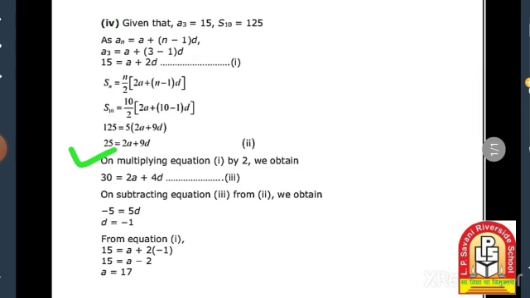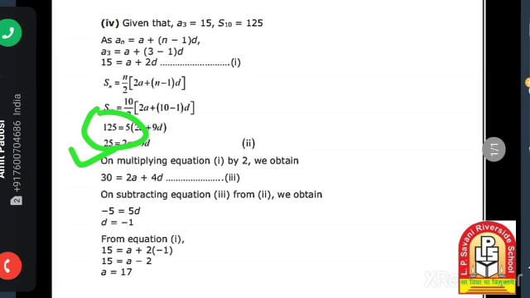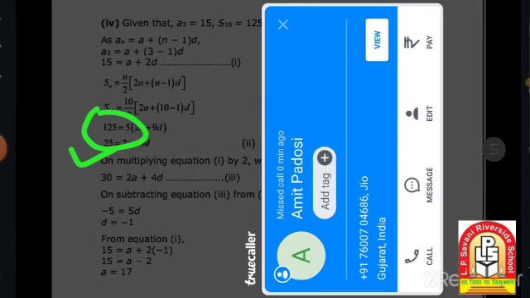Here I got 125 divided by 5, that is 25.